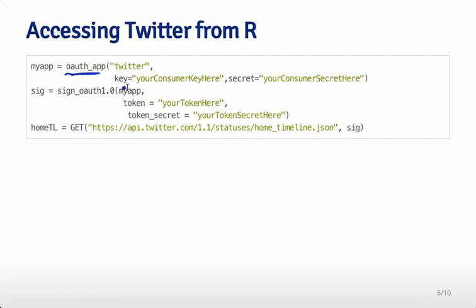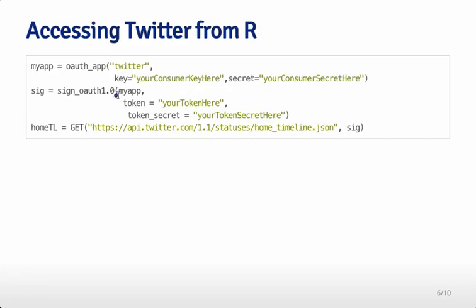And so what you need to do is name the application. This actually isn't going to get sent to the API. This is just for your convenience. So I've named it Twitter here because it's going to be the Twitter app for me. And then I'm going to input here in quotes my consumer key that I got from the application website. And I'm going to put my consumer secret here that I got from the application website.